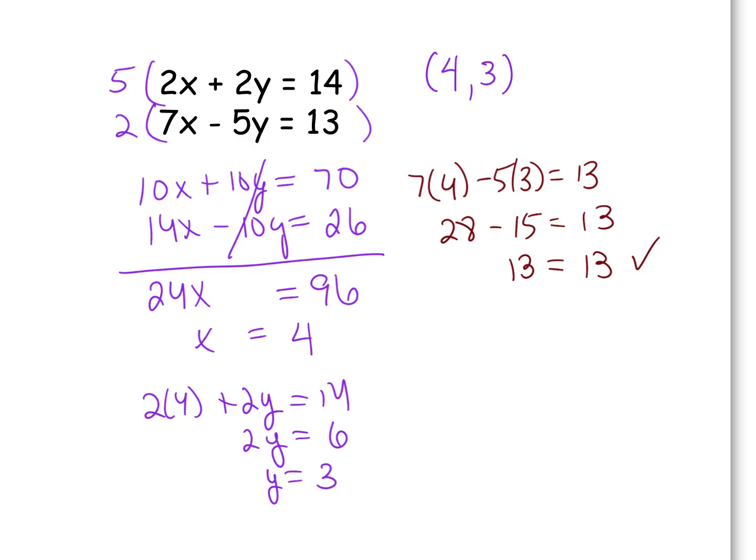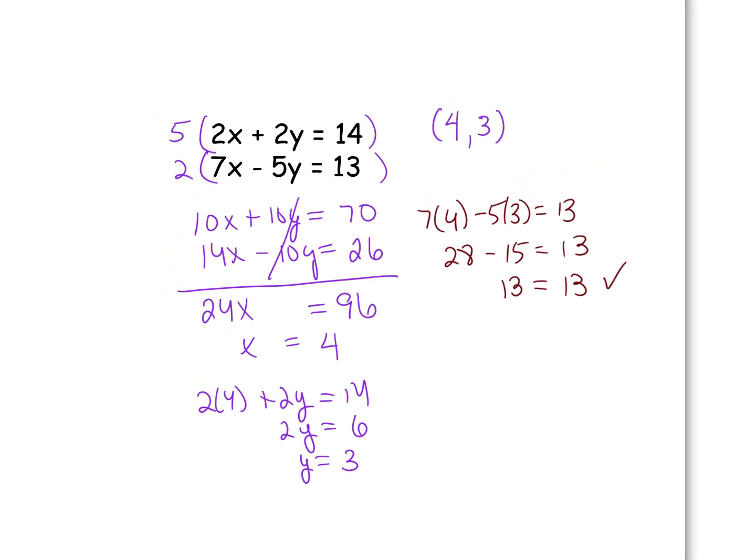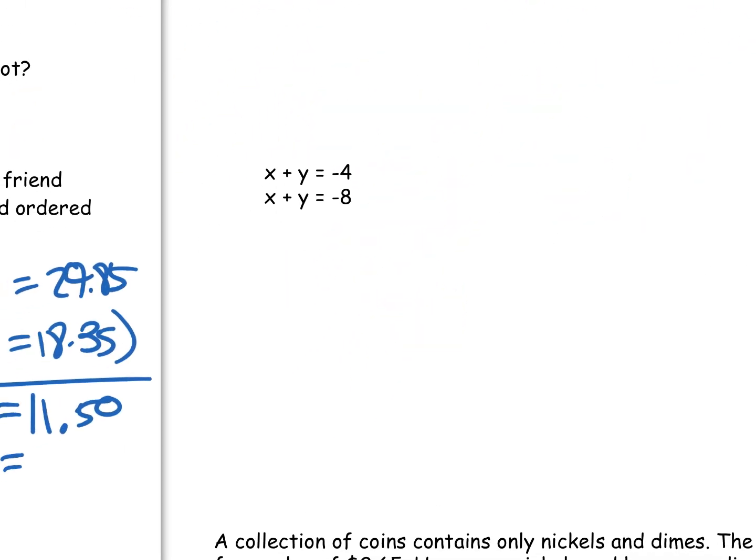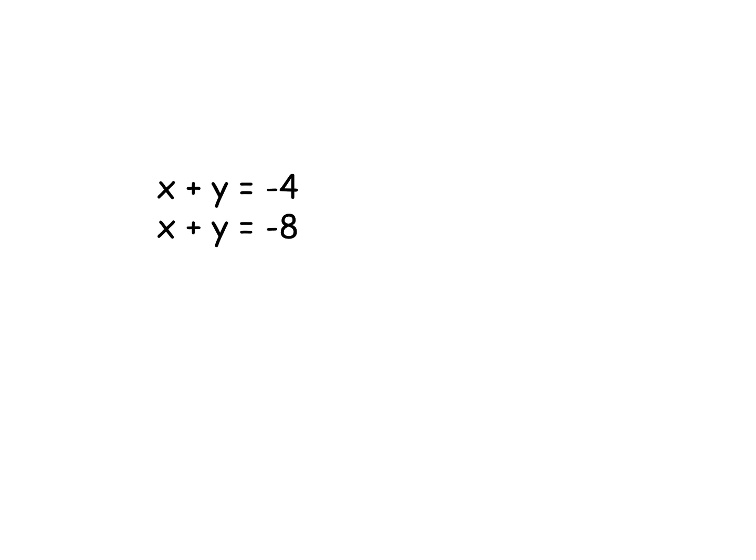Can you classify these systems? Are they inconsistent, independent, or dependent? Independent. They have one solution. Inconsistent means they don't have any. Dependent means they have infinitely many. Okay. What about this one?